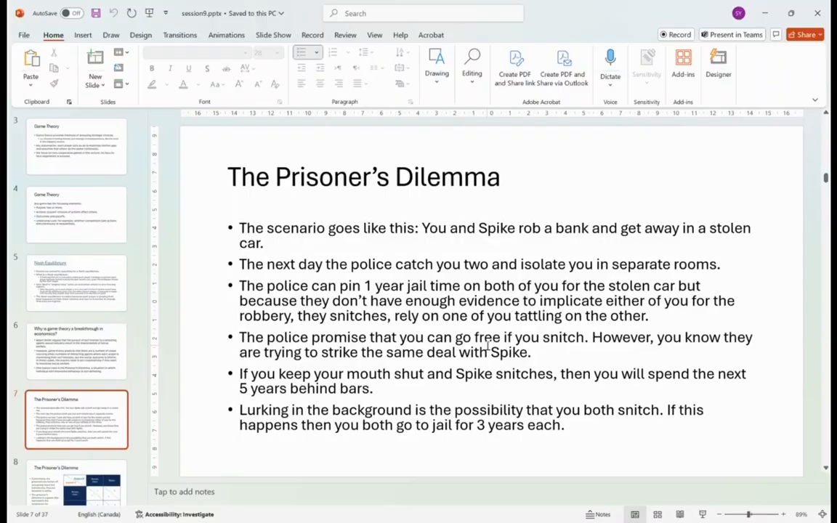So let's think about the situation. First of all, we have two players, two robbers. Each player has two actions or two decisions: first of all, to snitch or not snitch.